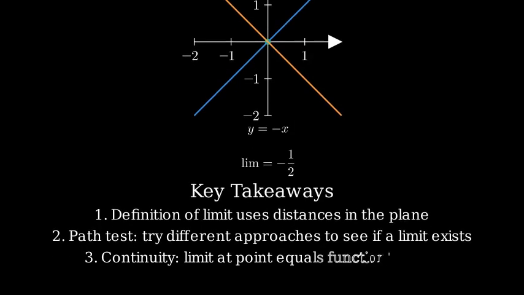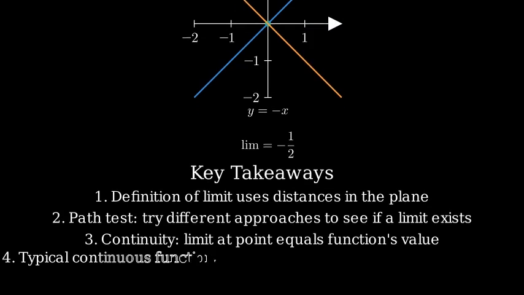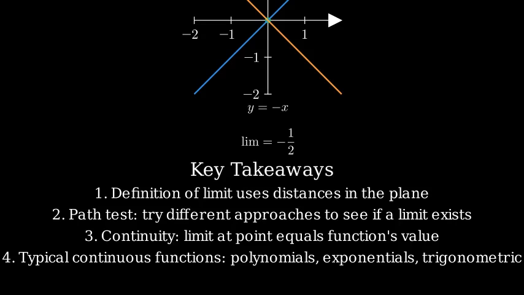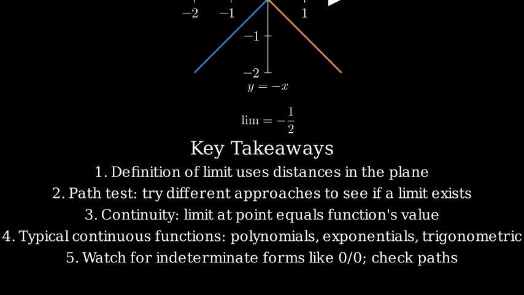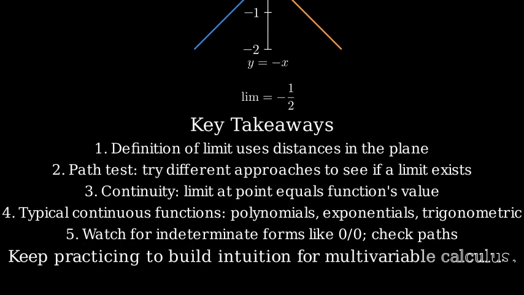Third, continuity means that the limit at a point equals the function's value at that point, just like in single variable calculus. Fourth, typical continuous functions include polynomials, exponentials, and trigonometric functions on their domains. And fifth, we should watch for indeterminate forms like 0 over 0, and check different paths to determine if a limit exists. I hope this video has helped you understand the basics of functions of several variables, limits, and continuity. Keep practicing with more examples to build your intuition for multivariable calculus.